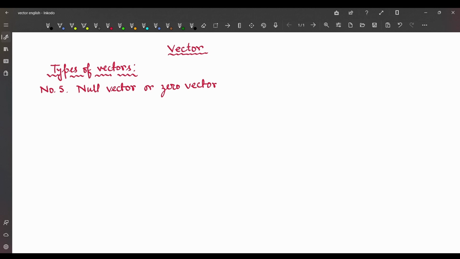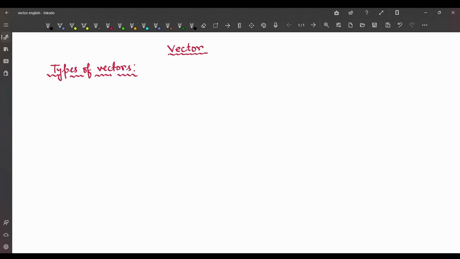Suppose here a particle is at point A. It is displaced up to point B, indicated by an arrow. Now again it retraces its path like this. Therefore, it again comes back to the same point A. That means the magnitude remains 0 and there is no arbitrary direction.